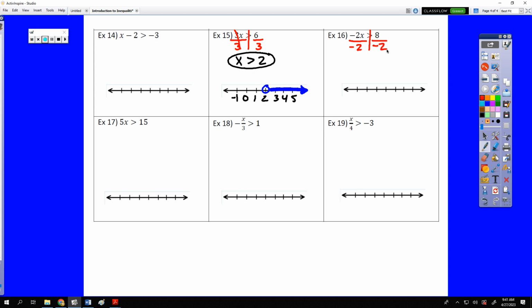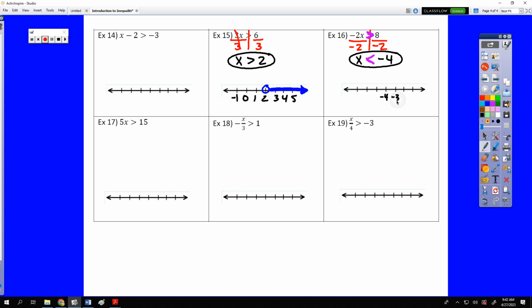Divide by negative 2. Okay. Ding, ding, ding. There's our special case. When we divide by a negative number, we have to flip the inequality symbol. It was greater than. It is now less than. That symbol up here gets flipped. Okay, we're dividing by a negative, so our greater than symbol flips and becomes a less than symbol. X is less than negative 4. When we divide by a negative, we have to flip that symbol.